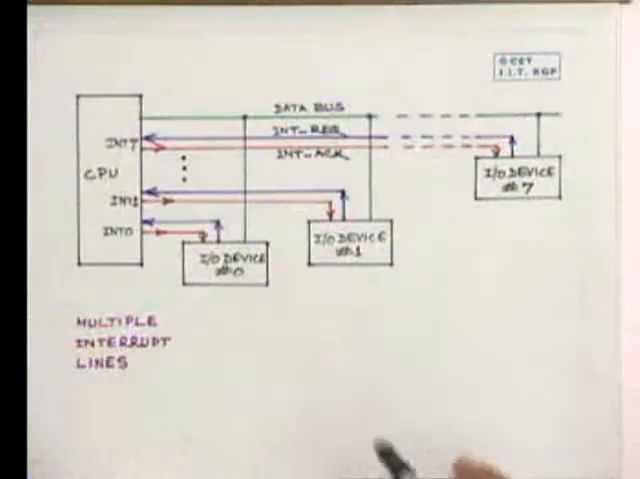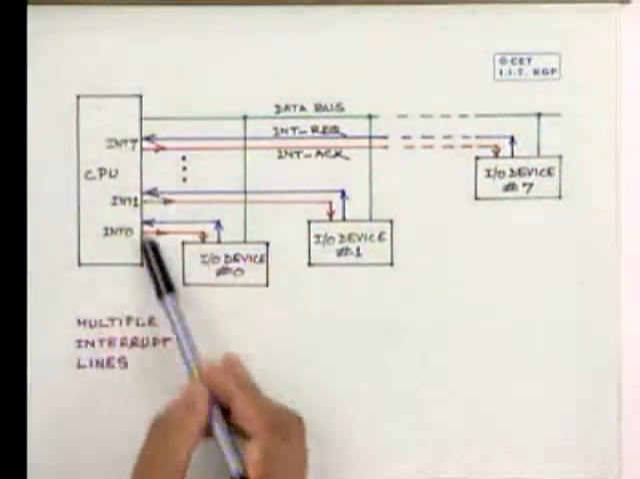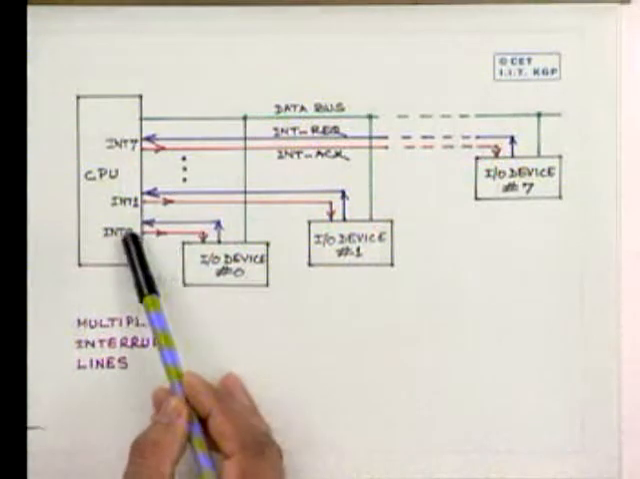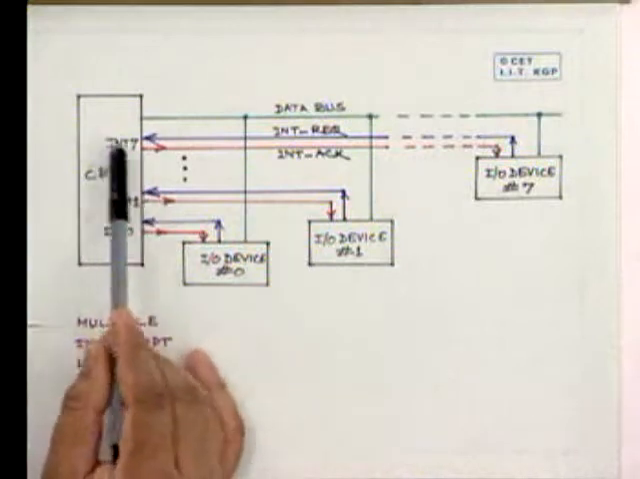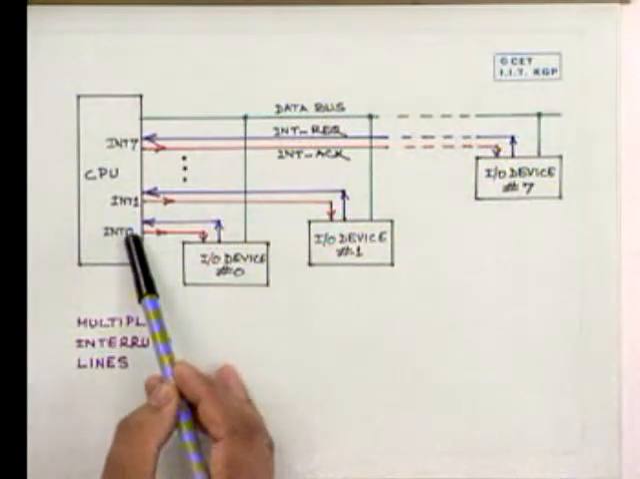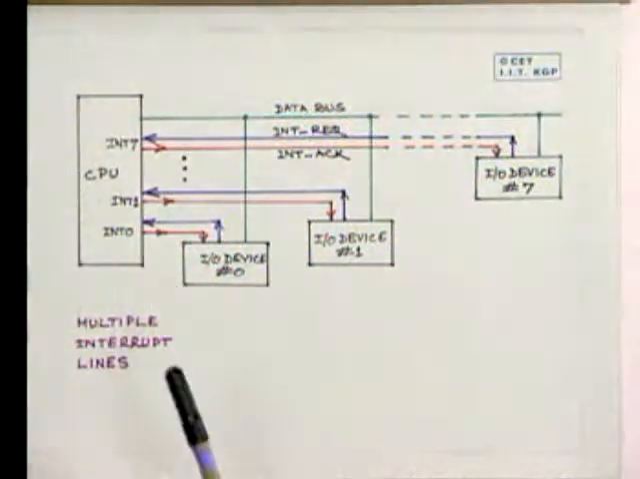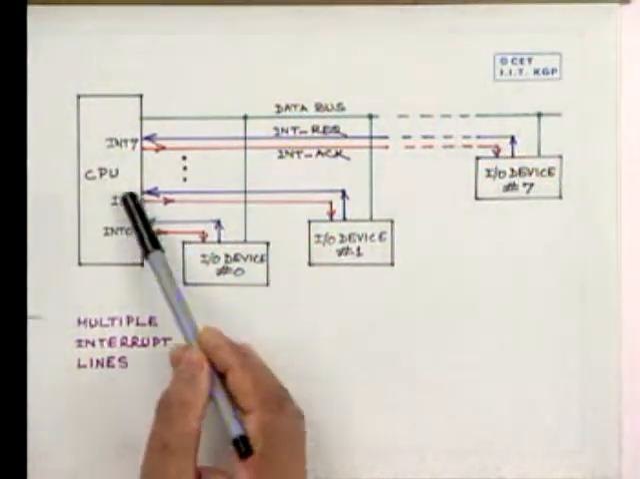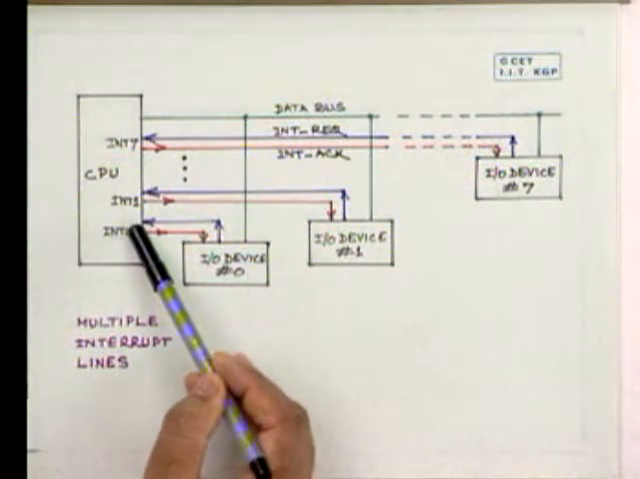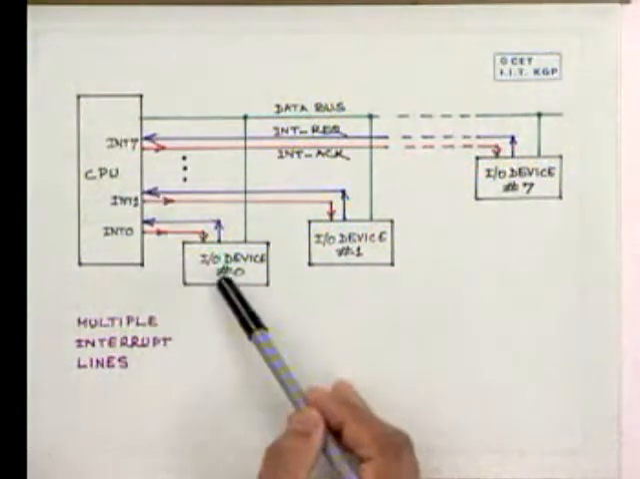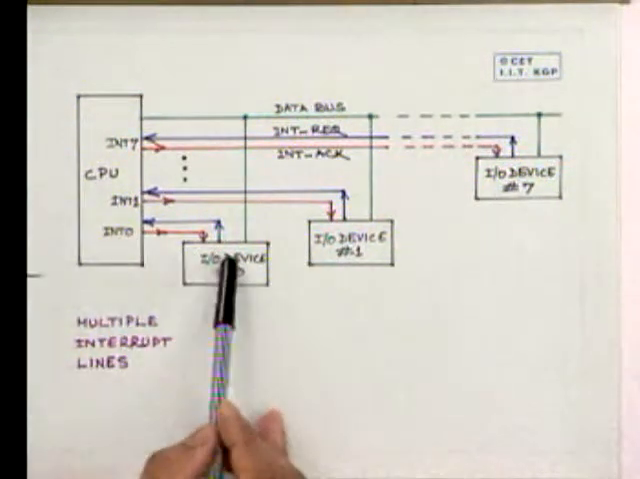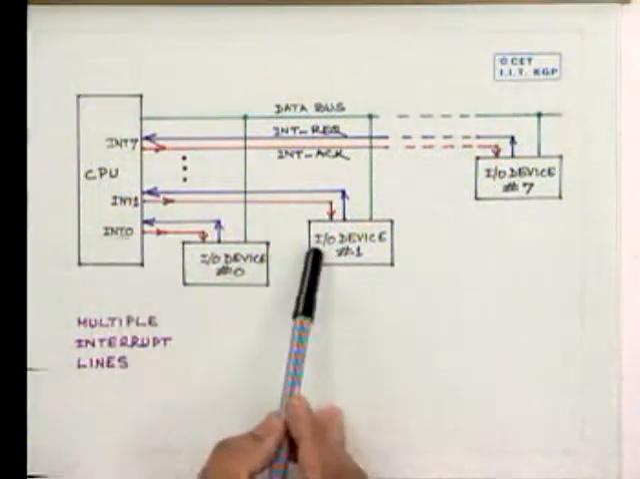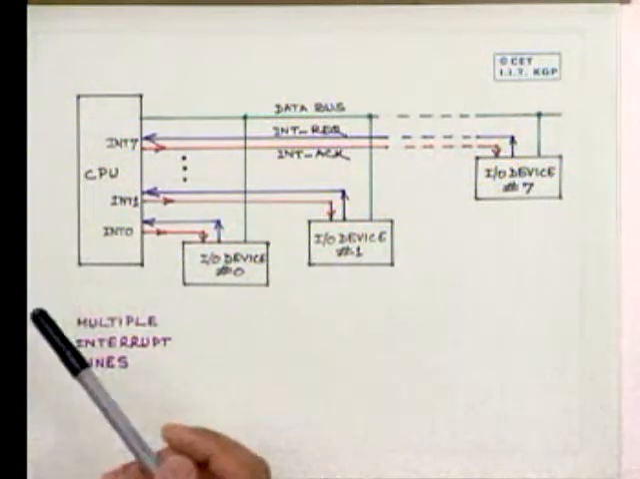Now, one simple solution to more devices is to make the CPU with more interrupt lines, interrupt inputs. Instead of only one interrupt, INT, let there be INT 0, INT 1. Here I have shown a CPU with say 8 interrupt lines. Each device can be connected to one of these interrupt lines, say device 0 to interrupt 0, device 1 to interrupt 1, and so on, as simple as that.